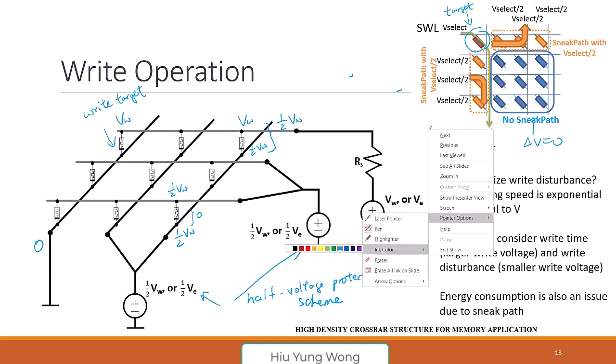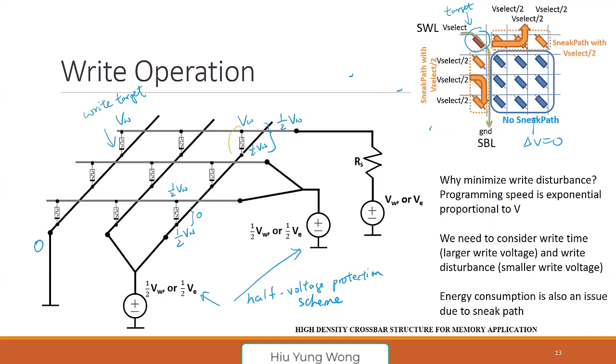So for the same row or same column, let me use orange because they use orange here, right? This, this, this, this, they all get half VW, because the top is half VW, bottom is zero. Here the top is VW, bottom is half VW. Is there a problem?